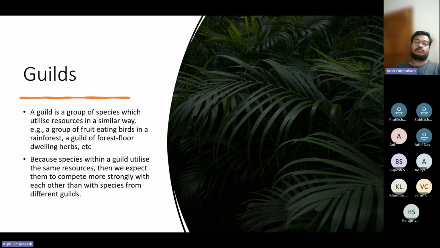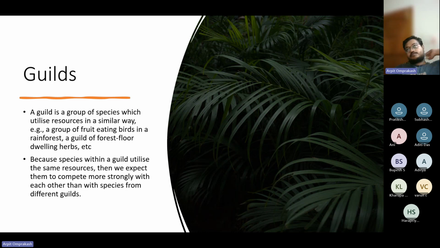Another example can be a guild of forest floor dwelling herbs. So basically, these herbs are dwelling in the forest floor. They're occupying the same resource, utilizing the same resources, which is the floor of the forest, and so on. And because species that are present within a guild utilize the same resources, we expect them to compete with each other more strongly than with species from different guilds.